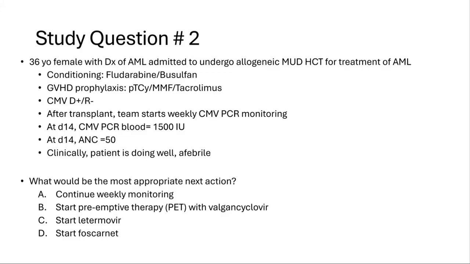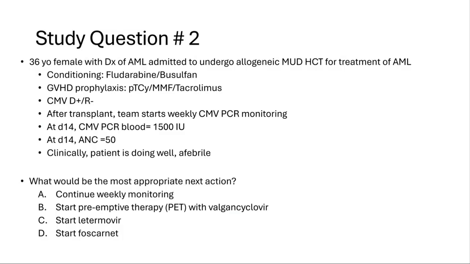These options. Go nuclear. Are we done? Don't go nuclear. Do we know how long out she is? She is day 14. Just continue weekly monitoring. They might be worried about the Valgan counts. Yeah.